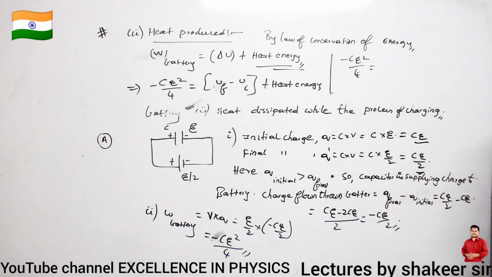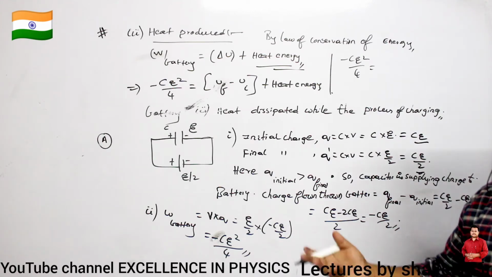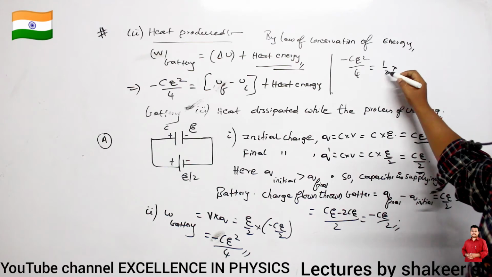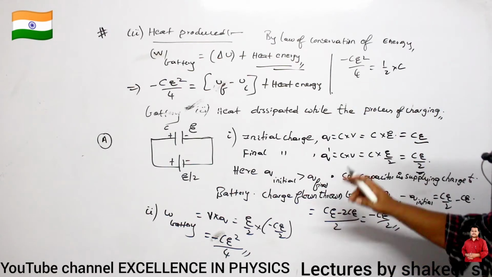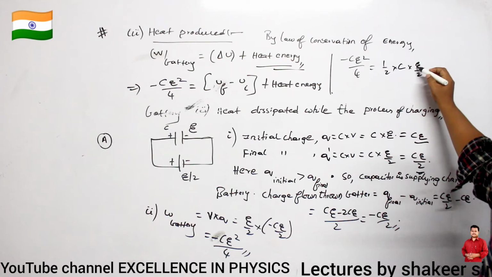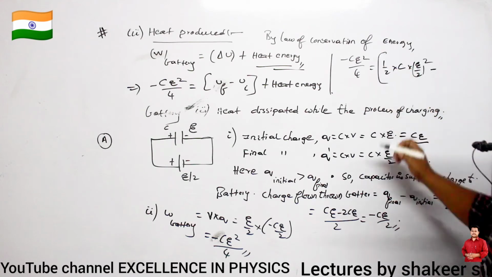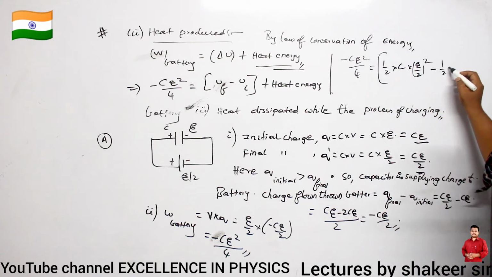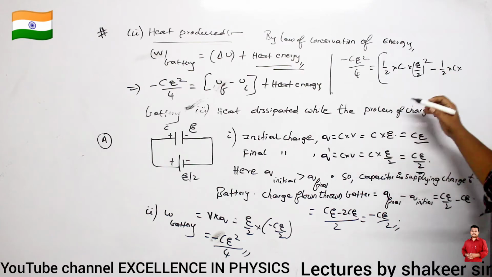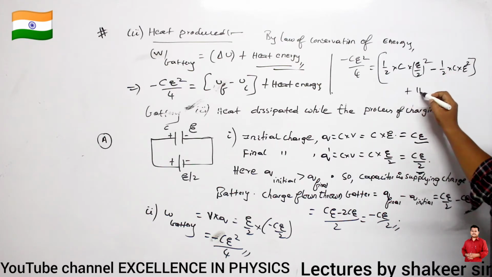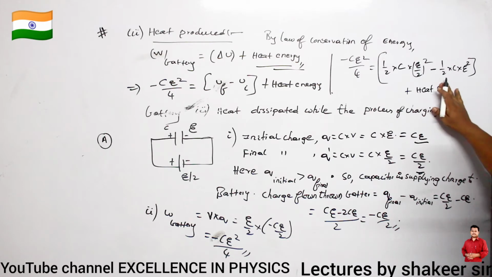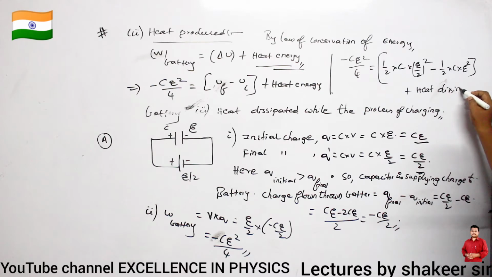so what is the formula for potential energy stored in a capacitor? Half CV square, that is the formula, no? So half into final capacitance is C, capacitance will never change. But potential is how much? E by 2 whole square, so half CV square. Minus initial potential energy, again the formula is half CV square. So half into capacitance C, but what is the initial potential? Initial potential is E, so half C E square, plus heat dissipated. Clear? Heat which is dissipated. Now just calculate this value, that is my required answer. That's all.